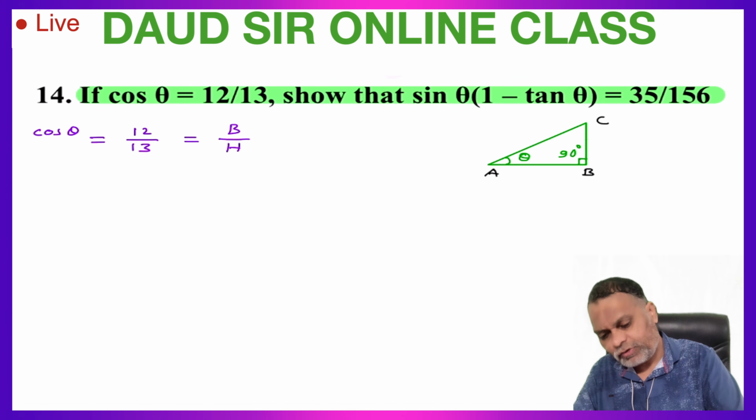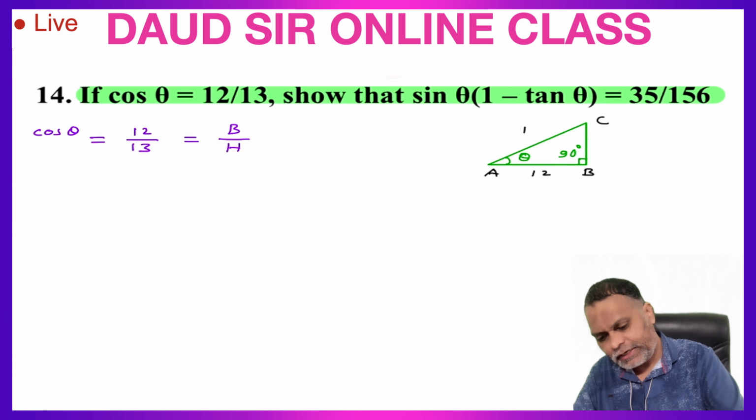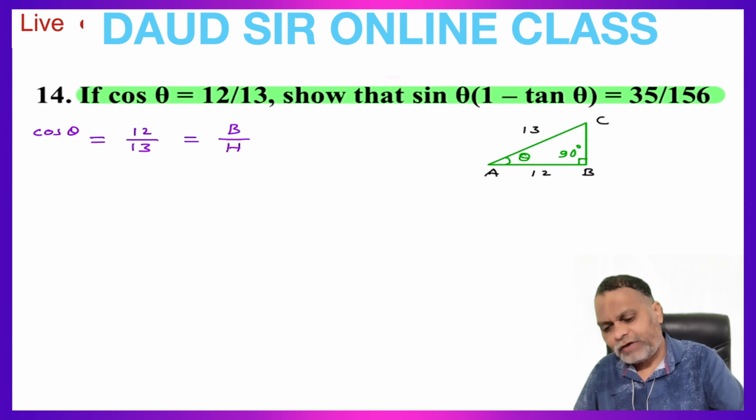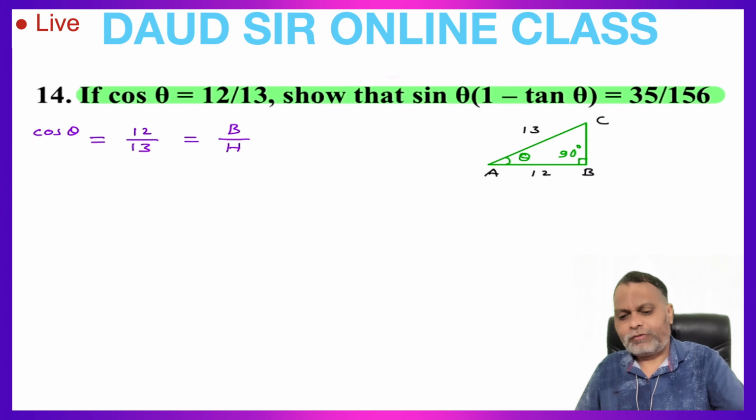So base is equal to 12. This is 12. Hypotenuse is 13. And this perpendicular side we have to calculate by using the Pythagoras theorem first. Then we can substitute the values of sin theta and tan theta here for 35 upon 156.